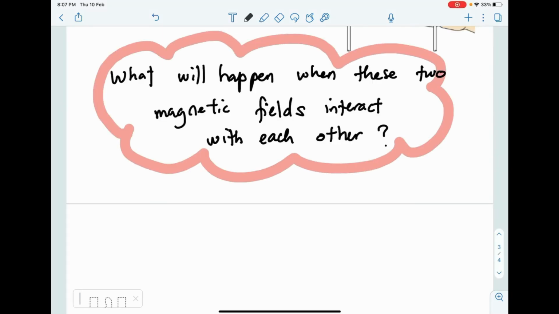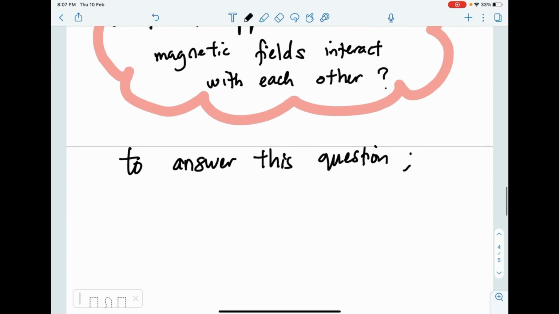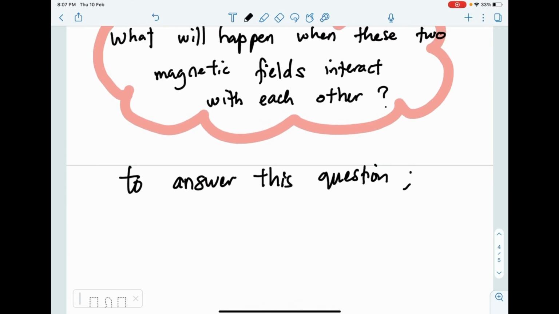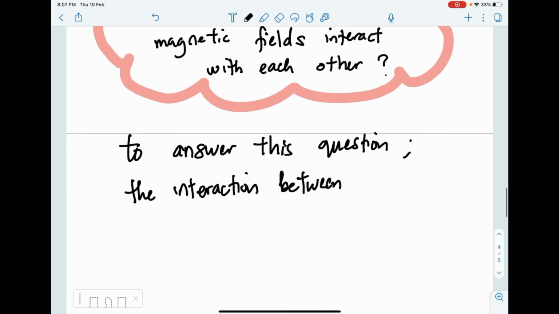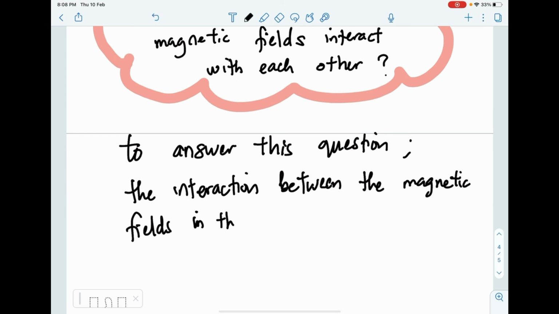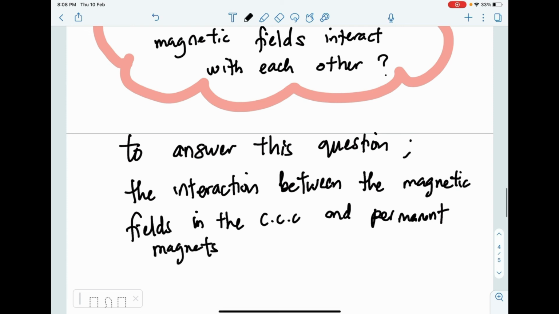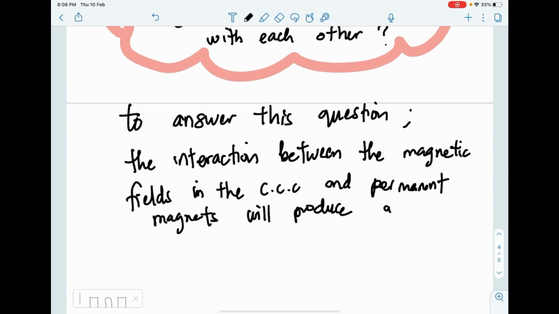Now, to answer the first question at the beginning of this video, which asks what will happen when these two magnetic fields interact with each other: the interaction between the magnetic fields of the current carrying conductor and the permanent magnets will produce a catapult field, whose direction can be determined by applying Fleming's left-hand rule.